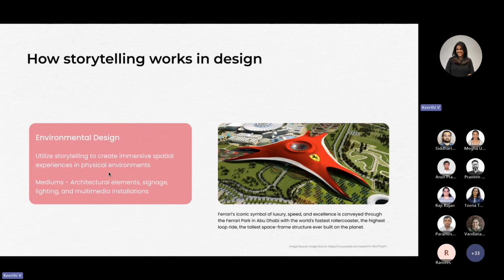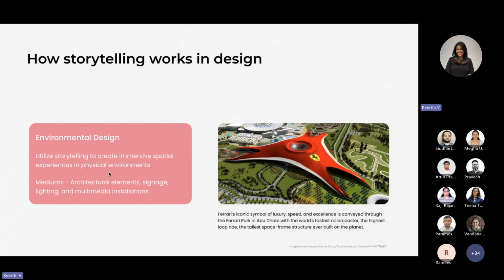So in the example here, like Ferrari park, you go to the park, you will actually understand, you will get the feeling of the luxury, the speed that they promise, and the luxury of what they are trying to give. So they have built the fastest coaster to make us feel the speed they are trying to convey. They have the highest loop ride. So just by being in the place, you will actually feel what the brand is trying to tell you. So being in an environment, you will be able to understand what the brand is trying to say.